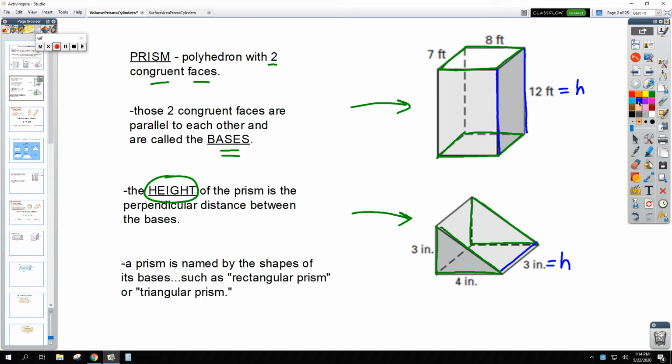It's very important that you guys are able to identify the bases, that they are the two congruent faces in a prism, and recognizing that the height is the perpendicular distance between them. These are important parts in finding volume of these solids, okay? And you've heard me mention that they're called rectangular prisms and triangular prisms. They're named that way because of their bases, okay?